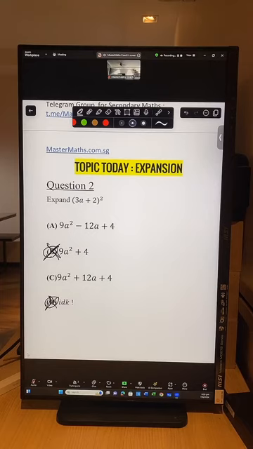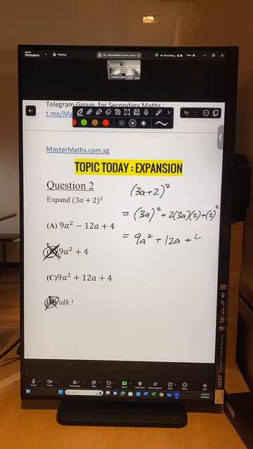Okay, so how do we do this question? Again, we can do the rainbow method or we can use Formula 1. So Formula 1, that means we know that this must be (3a) squared plus 2 times 3a times 2 plus 2 squared. So 9a squared plus 2 times 2, 4, 4 times 3a, 12a, plus 4. Okay, so the answer is C.